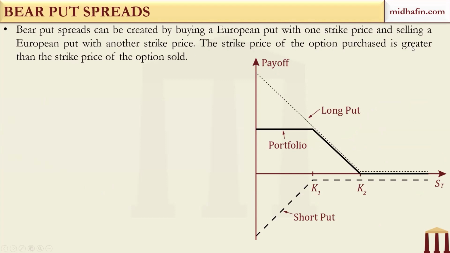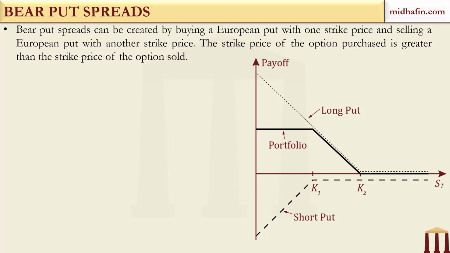Okay, the option purchased is greater. So you buy the put option with the strike price K2 and sell the put option with the strike price K1. Again, in this case, if the asset price falls below K1, because it's a put option, you are bearish. So you're expecting a fall. If it falls below K1, the profits are limited to K2 minus K1.